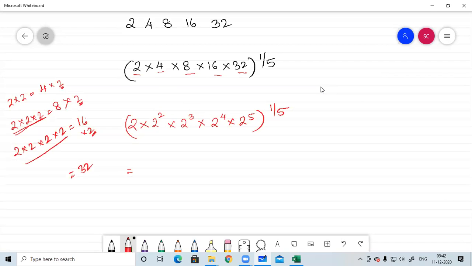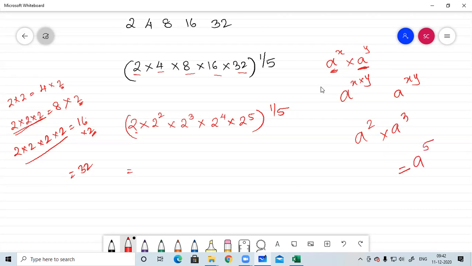Further you solve this, the rule of indices says, when the bases are same, suppose you have a raised to x into a raised to y, the base is same, a and a, then your final answer becomes a raised to x plus y. Okay, so basically in simple words, if it is a raised to 2 into a raised to 3, your final answer will be a raised to 5. This is the rule of indices. So basically when your base is same, the powers get added if there is a multiplication sign.